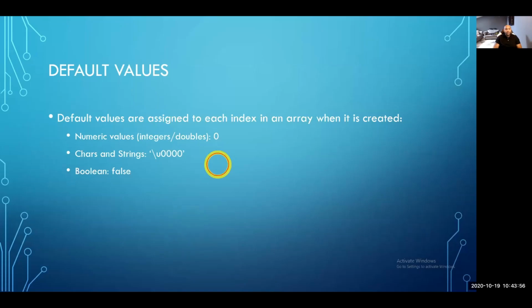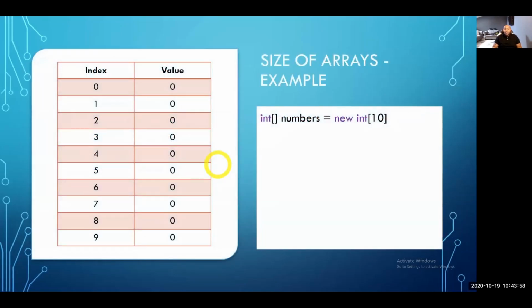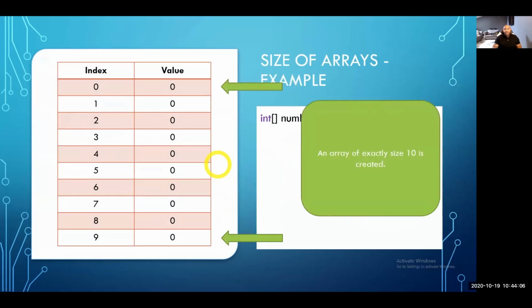All right. So let's go through this example. int numbers = new int[10]. And again, an array of exactly size 10 is created. Same thing if it was 15, 20, 30, 40, it's going to be exactly that amount of indexes.